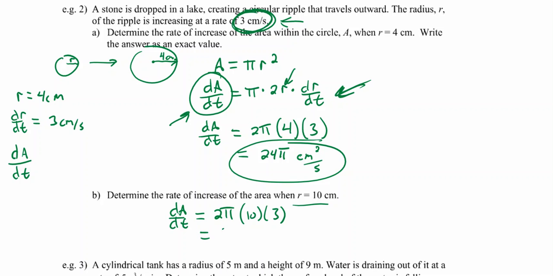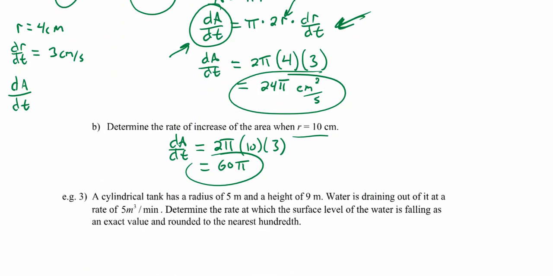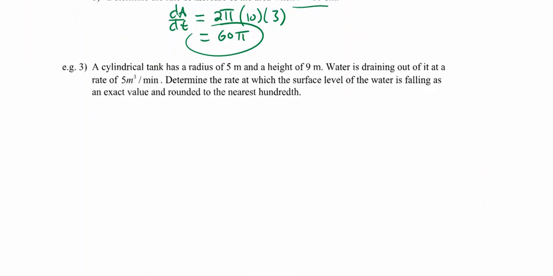So 60 pi. And since we're in math, we do like to leave things as exact values if we can. But from time to time, especially in this one, we'll just be doing an approximate, because sometimes it's helpful to kind of know what that's about, right? Okay, next one.